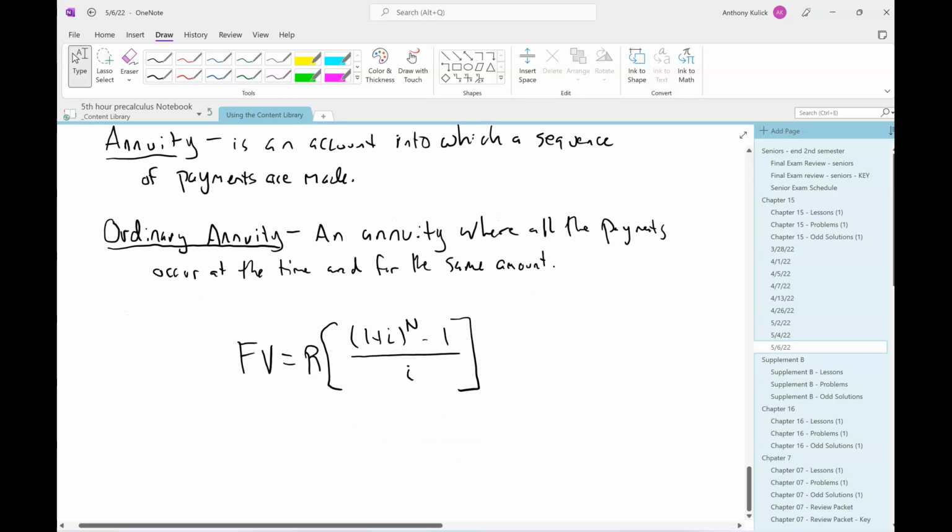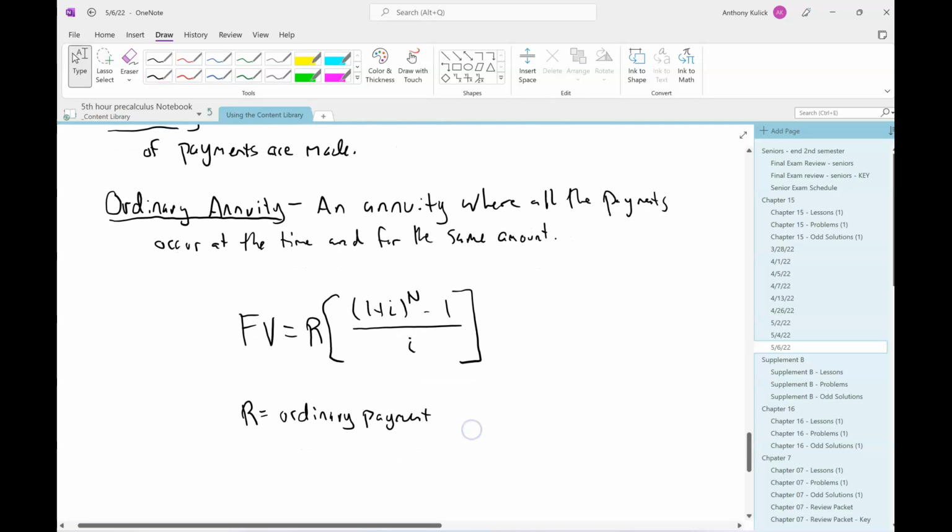So our annuity formula is FV equals R times (1 plus i) to the capital N minus 1, all over i. So here there's some new letters, right? Cap R, little i, and cap N we haven't seen before. Cap R is our ordinary payment. That's what your monthly payment is on your loan or how much you're investing each month in your savings account or whatever.